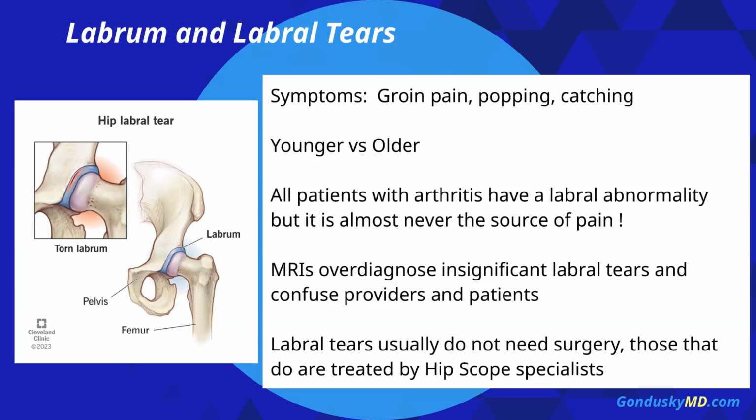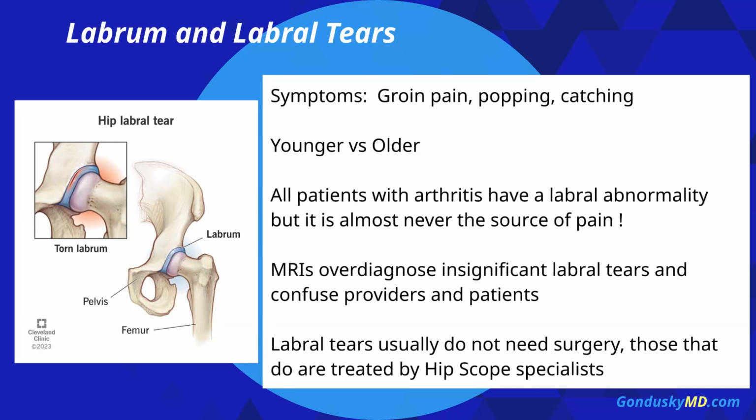So it's very much like the meniscus of the knee. When the knee is very, very arthritic, the meniscus becomes sort of superfluous because it's generally not the pain generator. Similarly, in an arthritic hip, the arthritis itself is what's generating discomfort, and the labrum is an innocent bystander. The labrum also goes away with the hip replacement, so that gets taken out. And all patients with arthritis have a labral abnormality, but again, it's usually not the source of pain when you have severe hip arthritis.